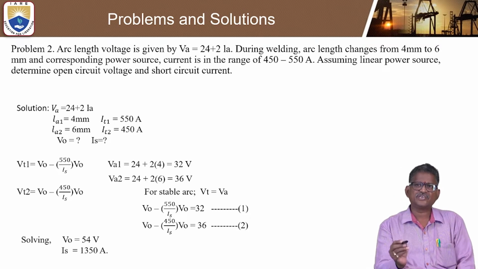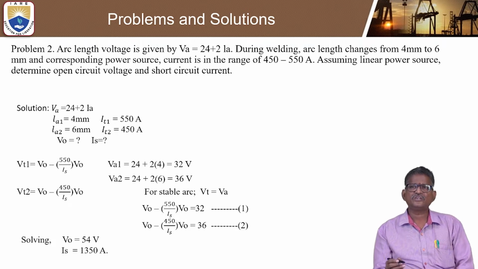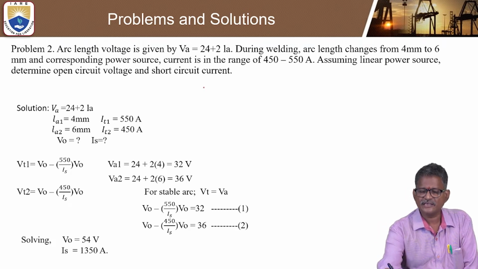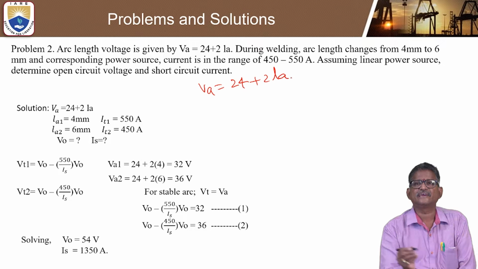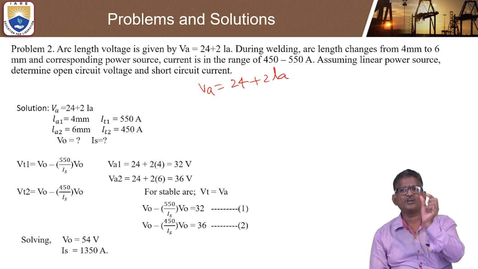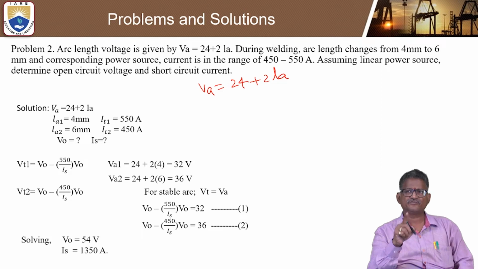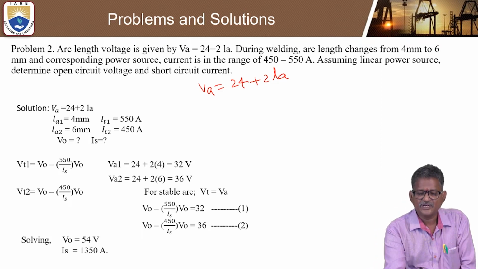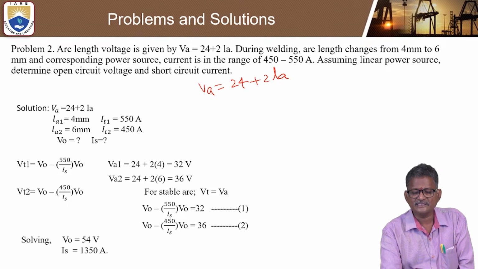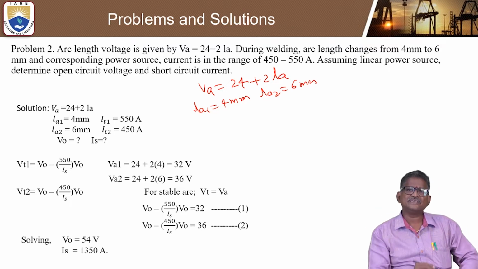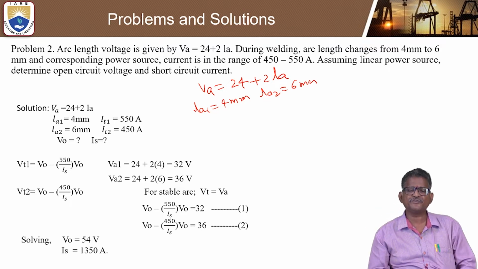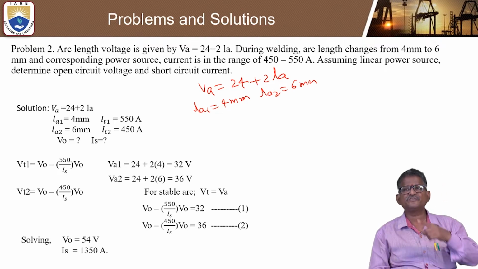Arc voltage is given by VA equal to 24 plus 2 LA. So VA is equal to 24 plus 2 into LA. And during welding, the arc length changes from 4 mm to 6 mm. So obviously arc length LA1 is equal to 4 mm and LA2 is equal to 6 mm. Similarly, what is the corresponding power source current range? It is 450 and 550.